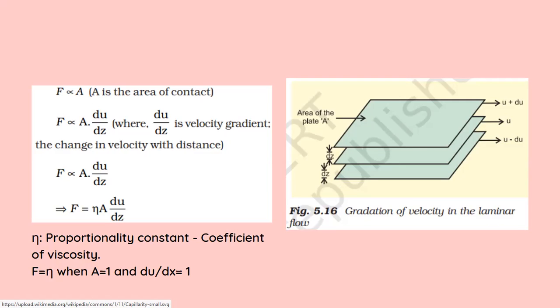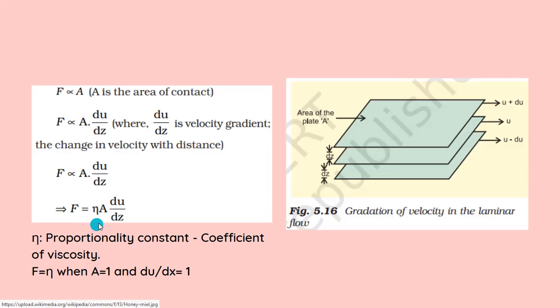Now we are assuming here that the velocity of the layer at a distance dz is u. So the velocity gradient will be given by du by dz. Force is directly proportional to the area, where A is the area of contact, and F will be directly proportional to du by dz, because we are adding in the velocity gradient, which means that there's a change in velocity with distance. So we get F is directly proportional to A into du by dz.